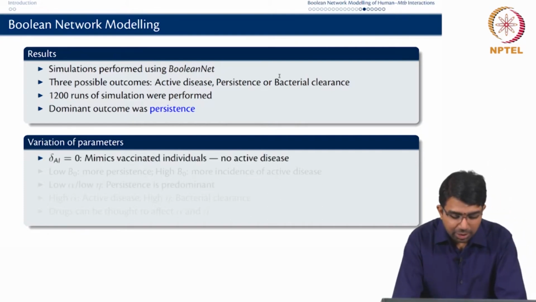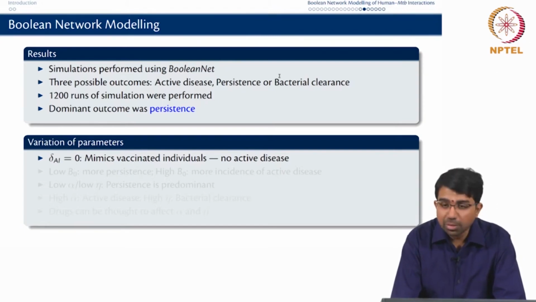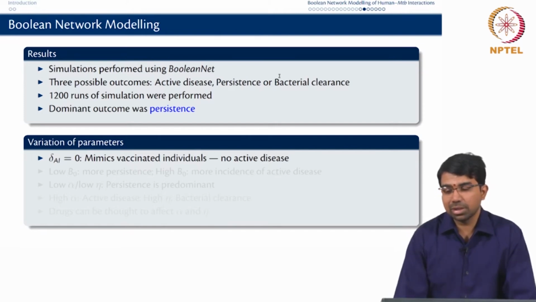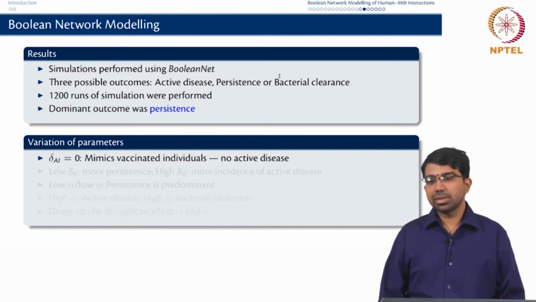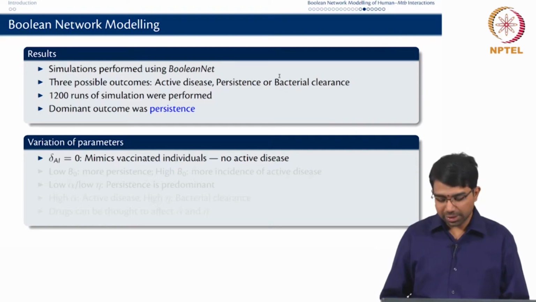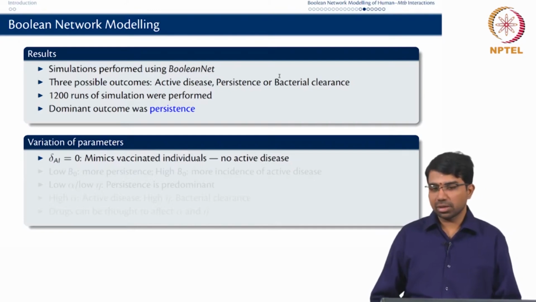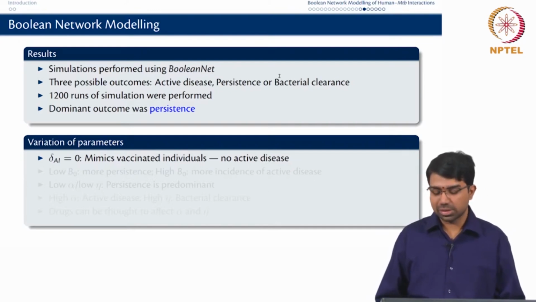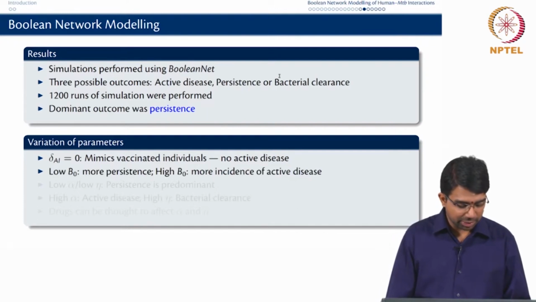We did find that we can sort of mimic vaccination by putting delta AI as 0. That is the adaptive immunity delay. So, what does it mean when delta AI is 0? It means you have already been exposed, right, which is what happens during vaccination, and we find that in almost all cases they do not go towards active disease, which is a reasonable observation, but of course sometimes you do find that vaccinated individuals in reality can contract disease.